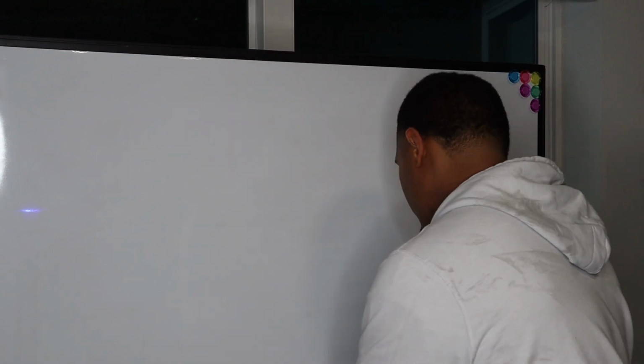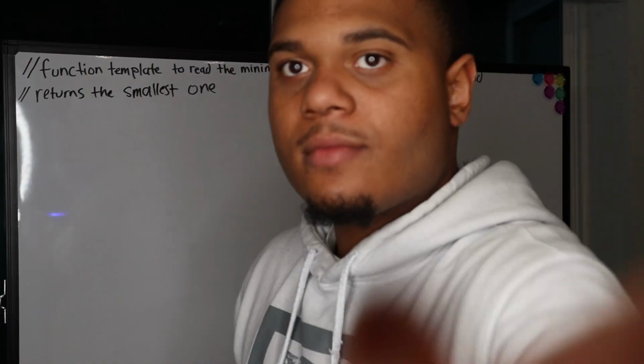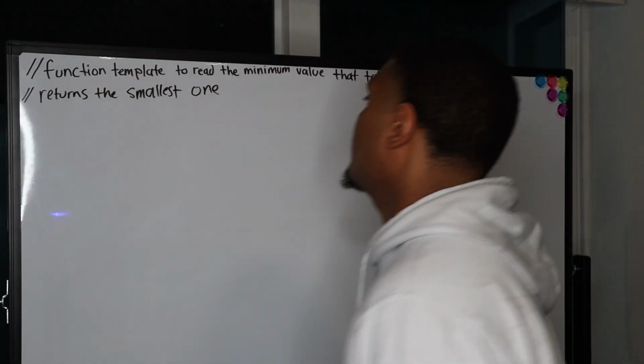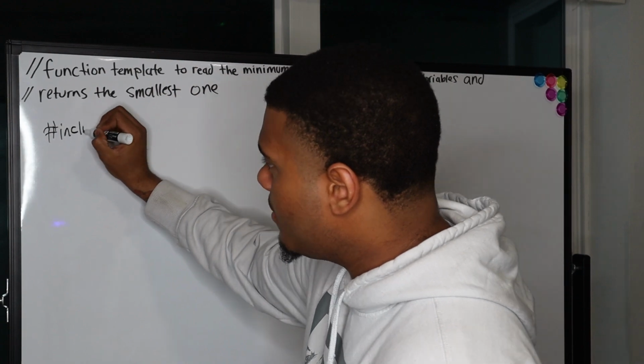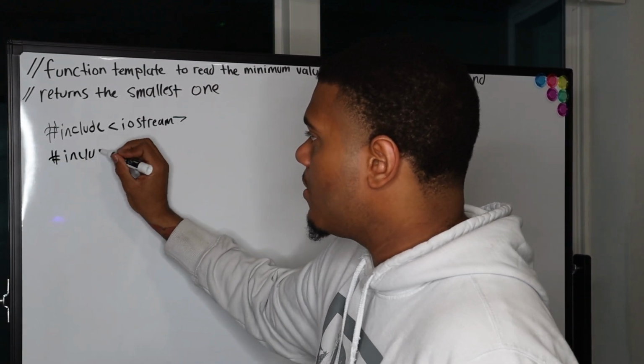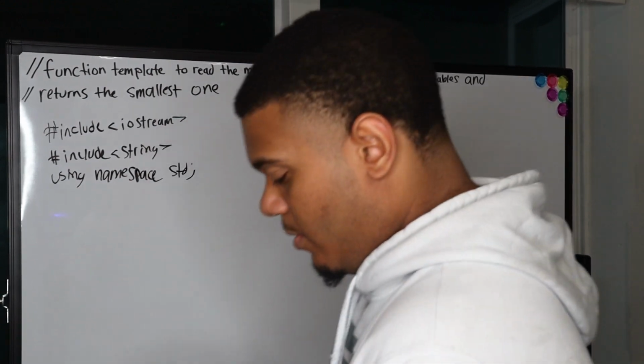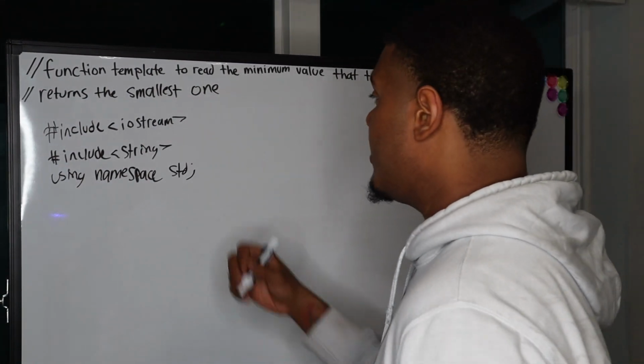So the first program that we're going to be doing today is: write a C++ program with a function template that takes the minimum value of two variables and returns the smallest one. So let's go ahead and slap that on the board. Alright, so we have our program here on the board. So let's start. Include string, and using namespace std. You know that we always need these in our program every time.